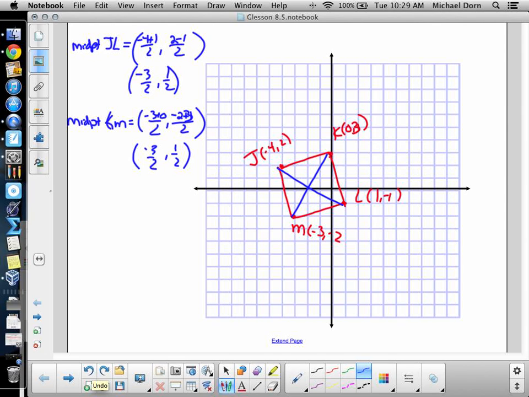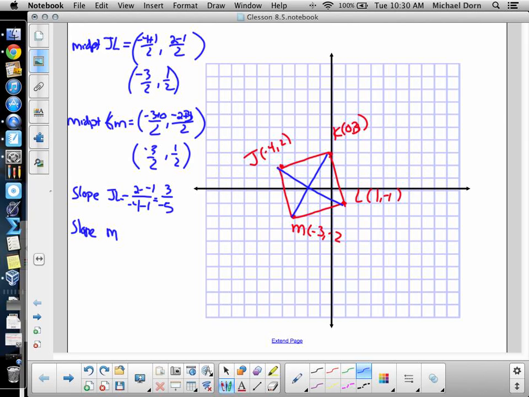There it is. So they do bisect each other. They have the same midpoint. Then I can check to see if they're perpendicular or not. So slope of JL. And now they have the right points. That should be easier. Y minus y, so 2 minus negative 1, over negative 4 minus 1. That's 3 over negative 5.